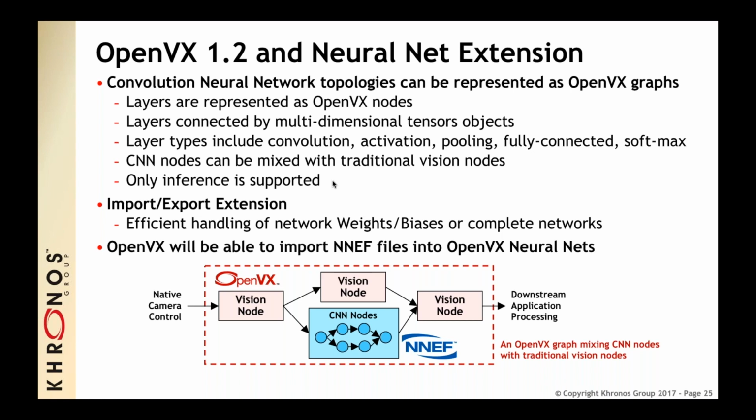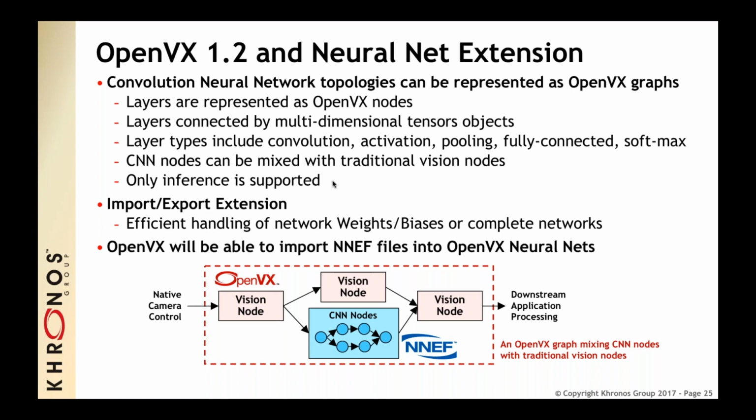Next slide. So OpenVX 1.2 neural network extension, I think this is a big change and a big addition to the standard. Because OpenVX is actually a graph already, and everyone in the industry is using neural networks with a graph, that was a nice match.